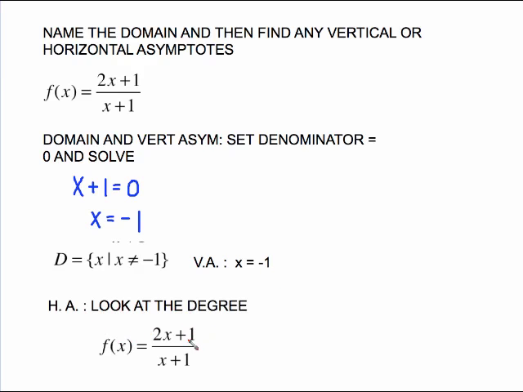Horizontal asymptote, we want to look at the degree. These are both x to the first, so there's an understood 1 right here, and I'm just going to look at the ratio of those coefficients. So we're going to get a horizontal asymptote of y equals 2. Now let's take a look at the graph so we can verify that these are correct.